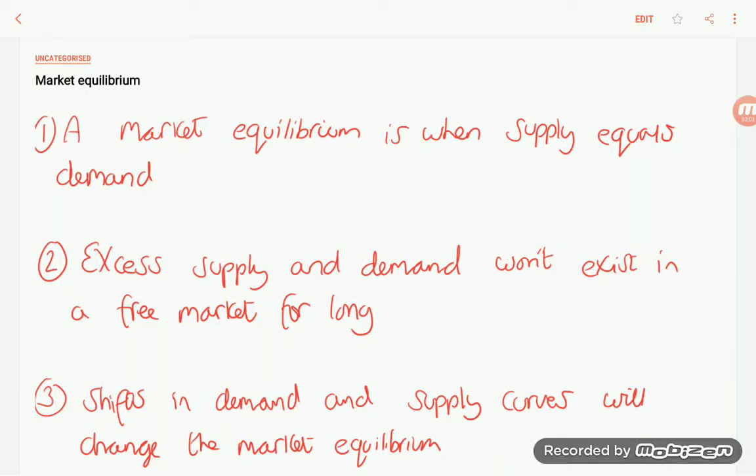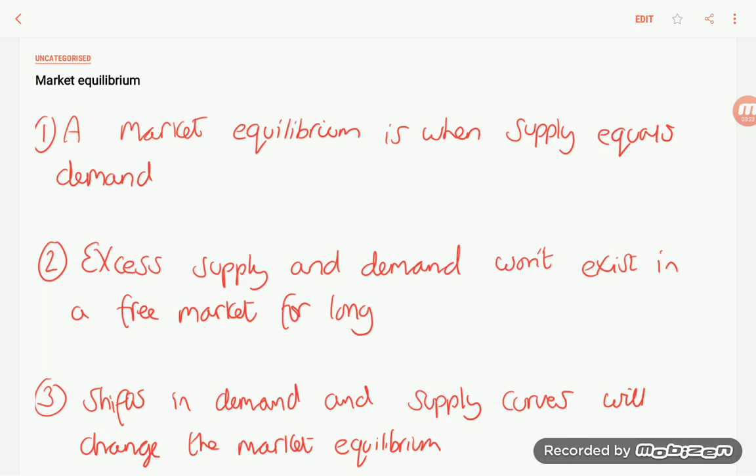Market equilibrium. A market is in equilibrium when supply equals demand. At equilibrium, price and output are stable. There's a balance in the market and the supply is equal to demand. All products that are presented for sale are sold and the market is cleared.